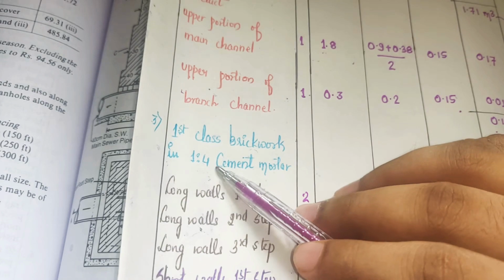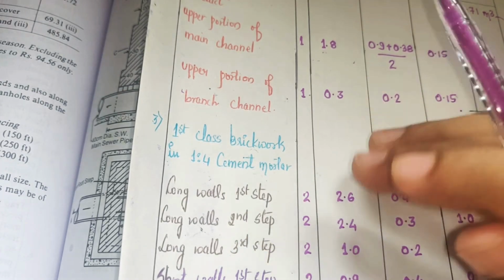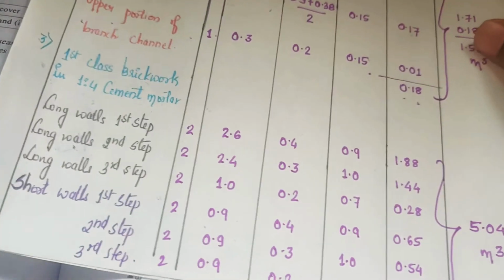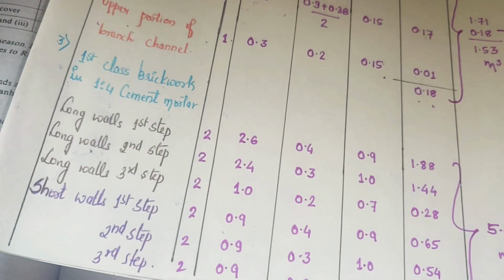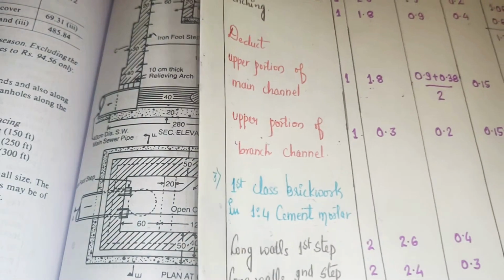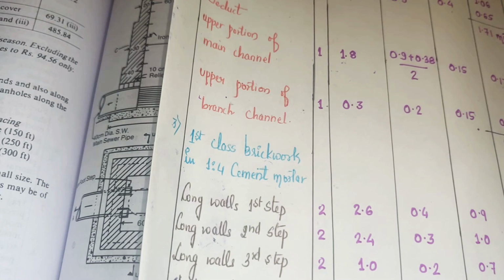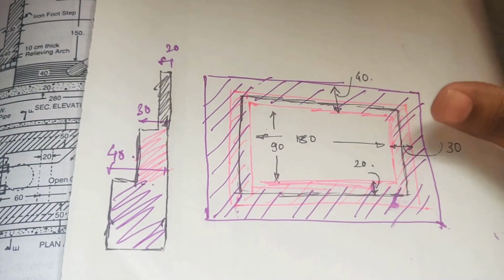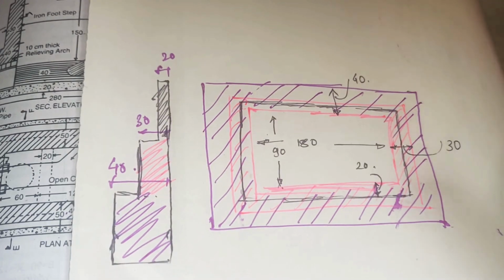Okay. So next, moving on to first class brickwork in 1:4 cement mortar. This is the third quantity. Since I have discussed with you that whenever you are calculating the brickwork quantity, we follow the long wall short wall approach. Right? We follow the long wall short wall approach. Okay, so next quantity I was discussing was about first class brickwork.